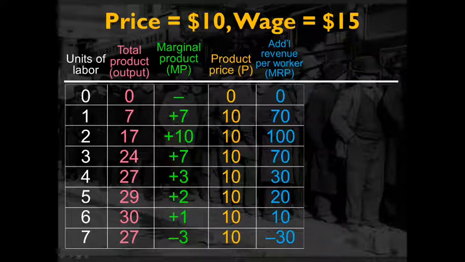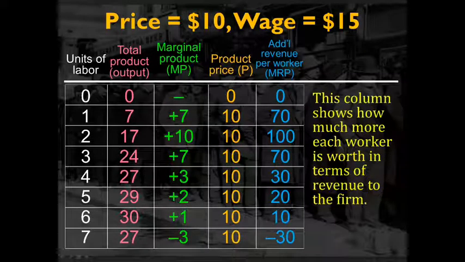And you see it goes from 70 to 100, then down to 70, all the way eventually to that 7th worker, which actually loses $30 for the company. This column shows how much more each worker is worth in terms of revenue to the firm. So MRP in a perfectly competitive product and labor market is equal to price times marginal product. If you don't remember the rules, don't worry, we'll go over them the next few days.